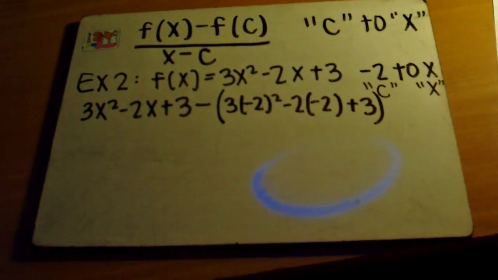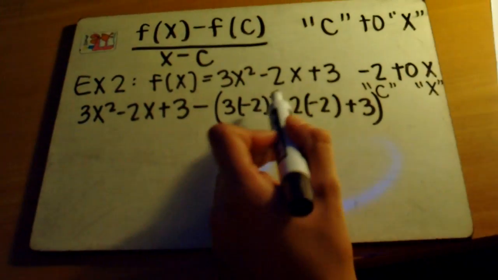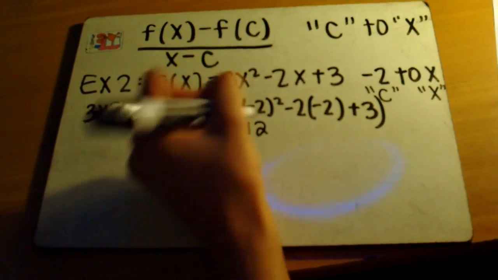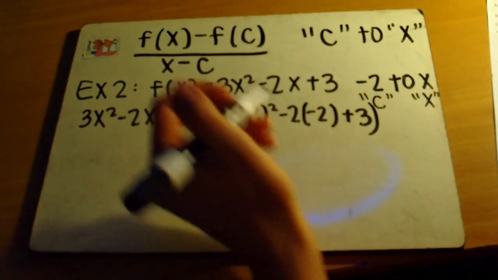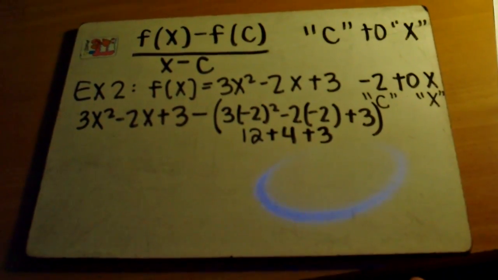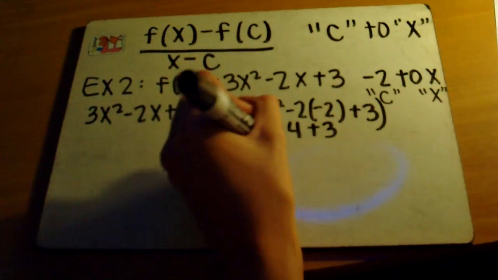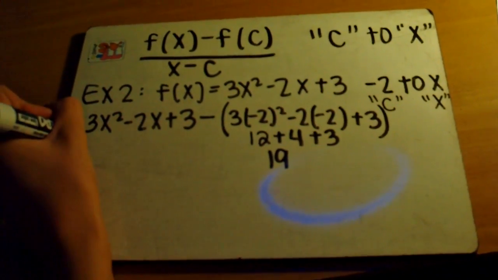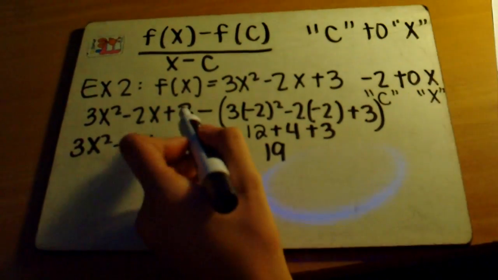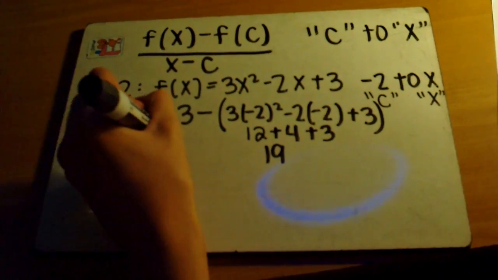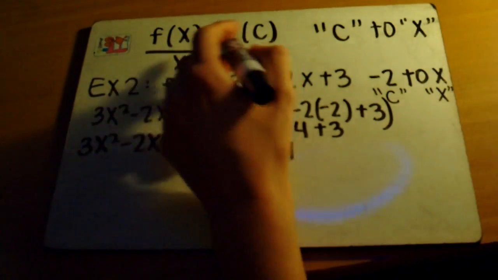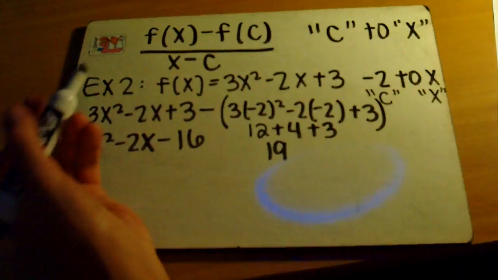Now we're going to have to simplify all of this before we do the bottom. Negative 2 squared is 4, times 3 is 12. Negative 2 times negative 2 is positive 4, and then plus 3. So 12 plus 4 is 16, plus 3 is 19. Right now we have 3x squared minus 2x. Now we have plus 3 and minus 19, so that's just going to come out to negative 16. So that is the answer to f of x minus f of c, our top numerator.